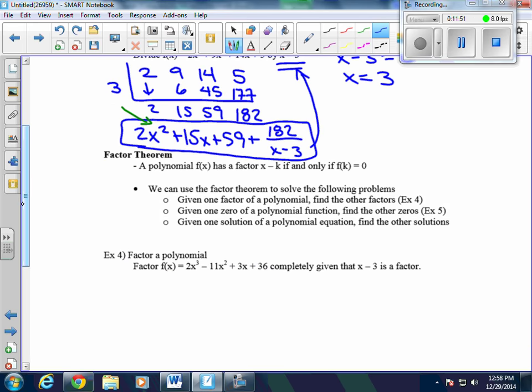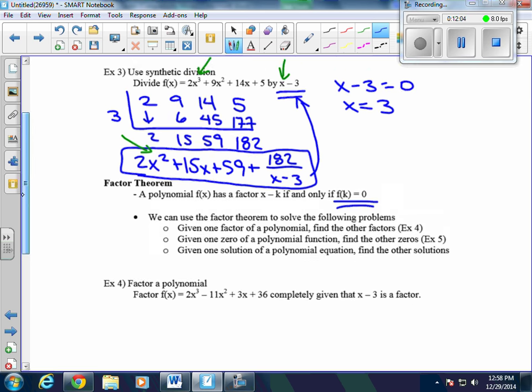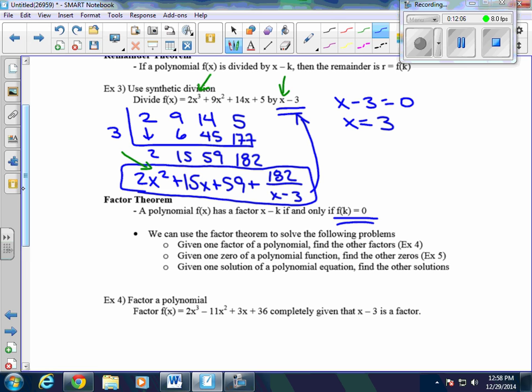So then we're going to look at the factor theorem. And the factor theorem says a polynomial f of x has a factor of x minus k if and only if f of k equals 0, which is kind of what we talked about right up here. If x minus 3 is a factor, then I know that 3 is one of the zeros.